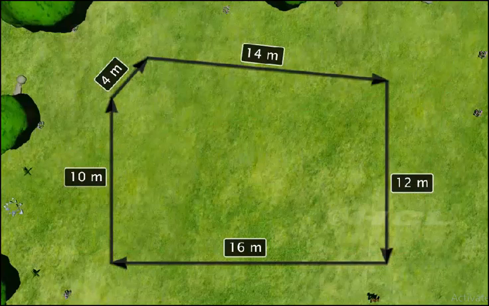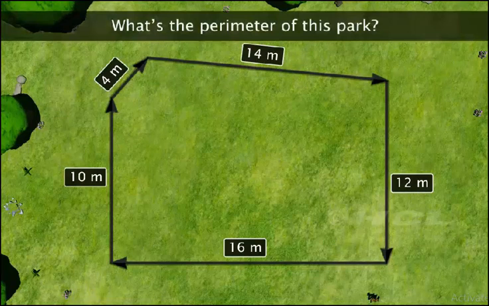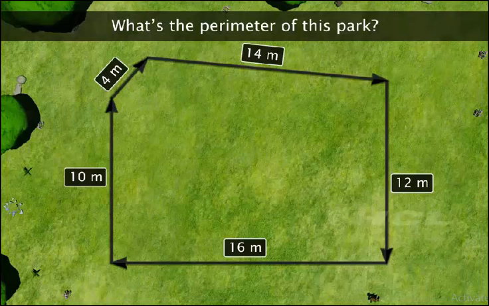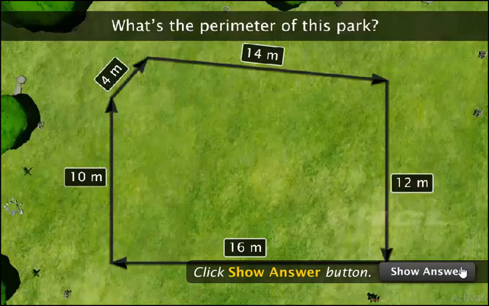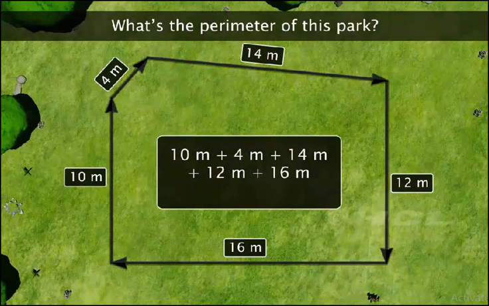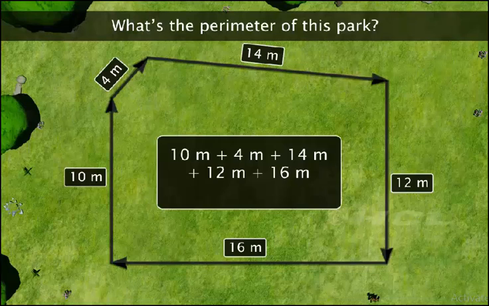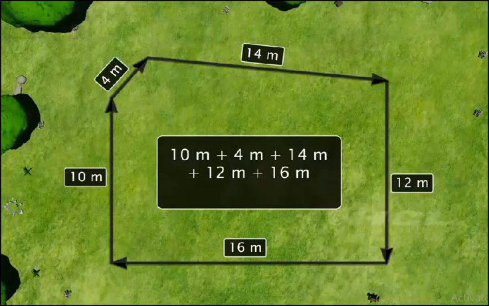The next day, the ant sets out to walk around the park. But before that, it wants to know the park's perimeter. Can you find its perimeter? The perimeter of a figure is the total distance all the way round its sides. The total distance round all the sides of this park is 56 meters.